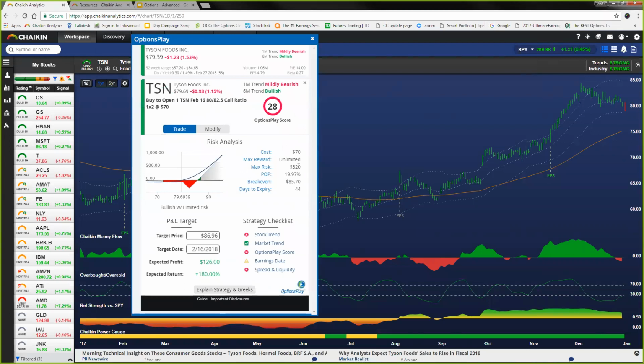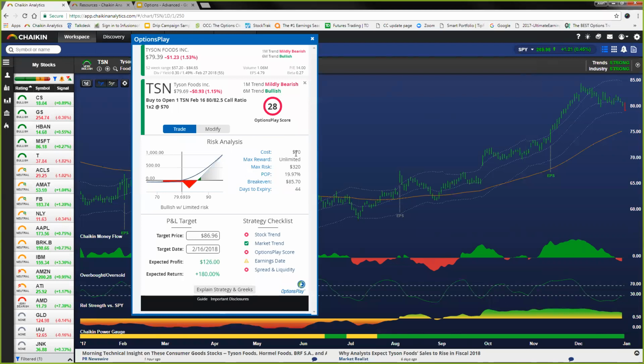Right? So we're looking for bigger moves on this. Options Play really doesn't like these because they have very low reward. This one, the risk reward isn't quite good enough, I think, for the probability of profit.